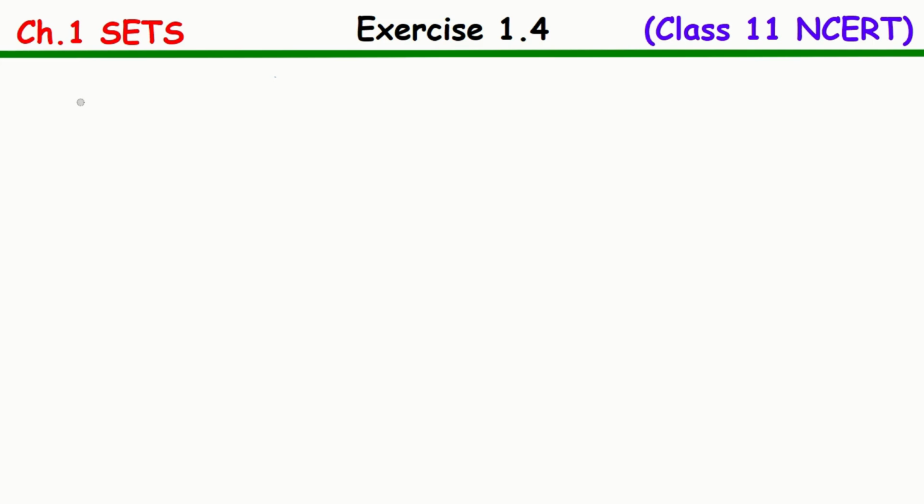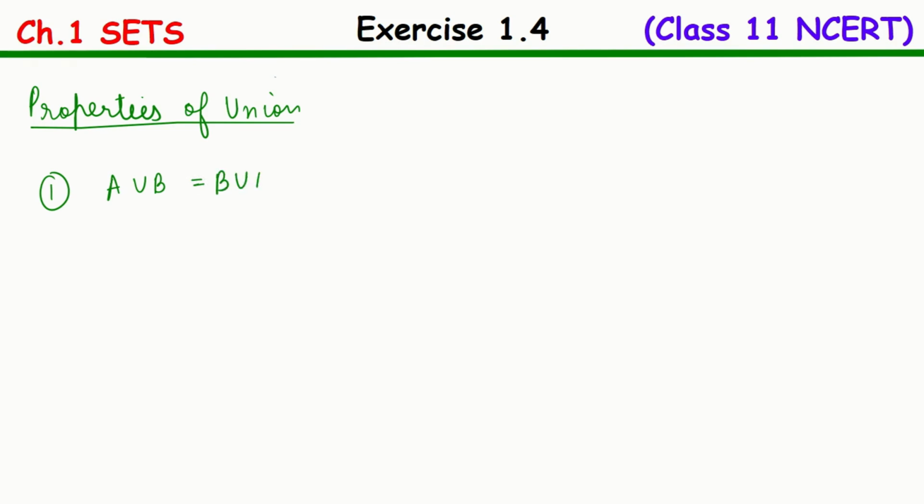Next we have some properties of the union function which we studied. The first property is that A union B is equal to B union A, which is the commutative law. The second one is the associative law, which says that A union (B union C) is equal to (A union B) union C.